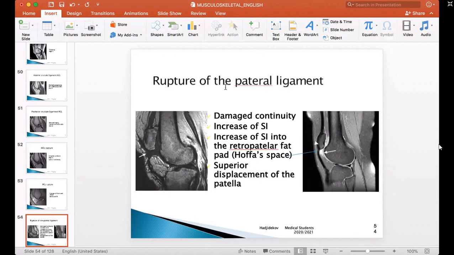Here we have a rupture of the patellar ligament, the ligament which connects the lower part of the patella to the tuberositas tibiae of the tibia. Since in this image it's ruptured, here we have the increase of the signal intensity. With a normal patellar ligament, but this retropatellar fat pad, or we also call it Hoffa space, is with high signal intensity. Sometimes in rupture of the patellar ligament, we have superior displacement of the patella in an upper position.